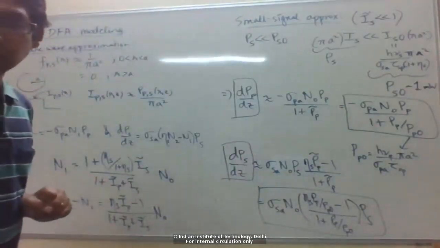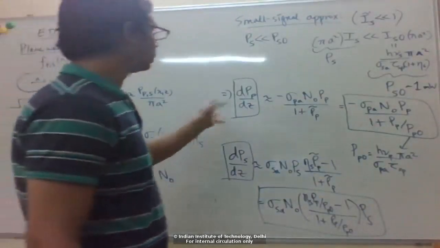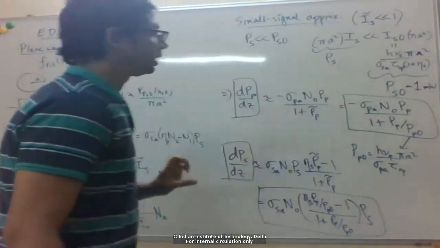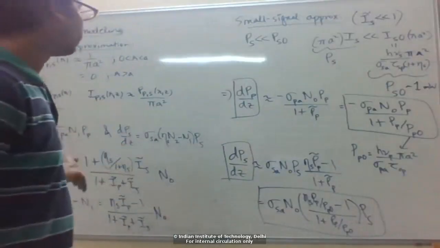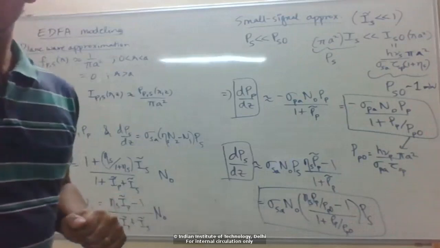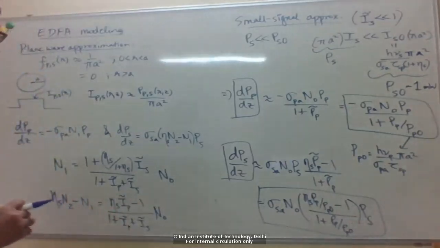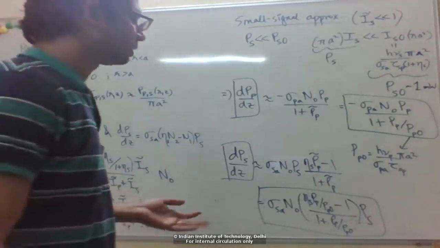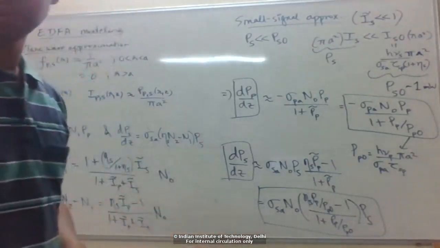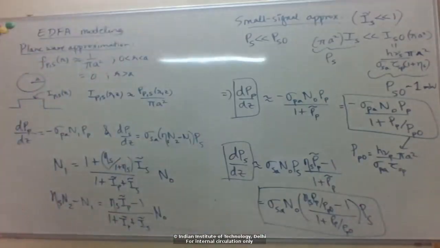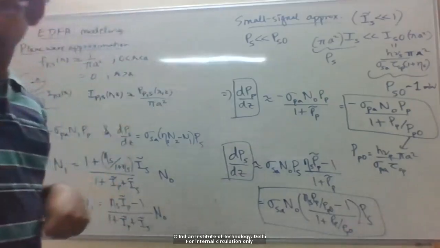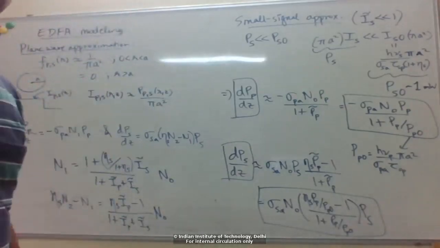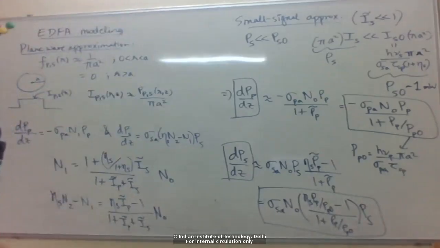So in the next class, we'll take certain limits of these equations and see the behavior in those limits, which will give us a conceptual idea of how the powers are varying as the pump and signal are propagated. But if you want exact variations, then you have to solve these equations numerically. We'll see in certain limits how the behavior looks, and we'll discuss some properties of EDFAs: gain, saturation, bandwidth, and noise, etc., in the next class.